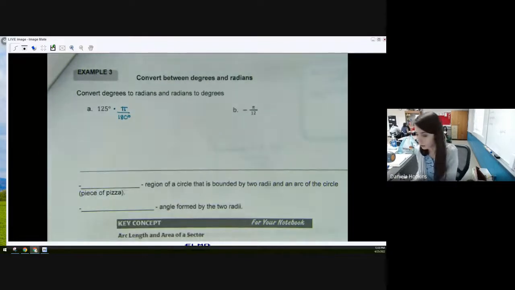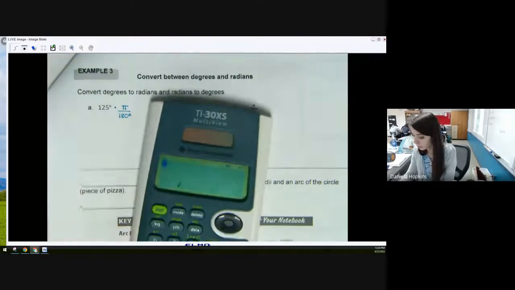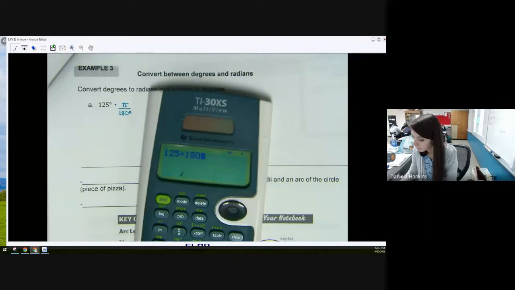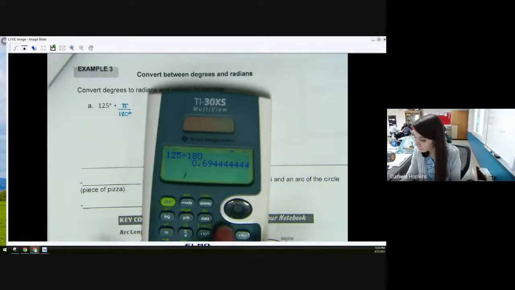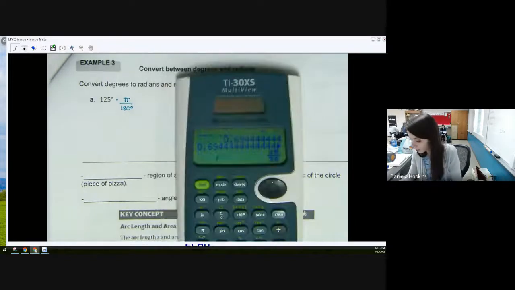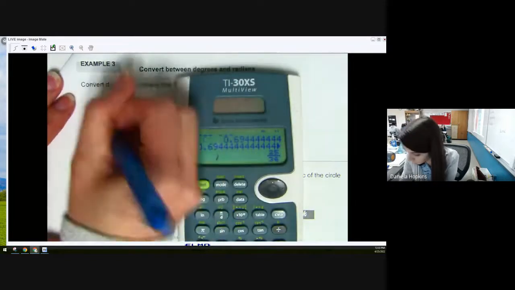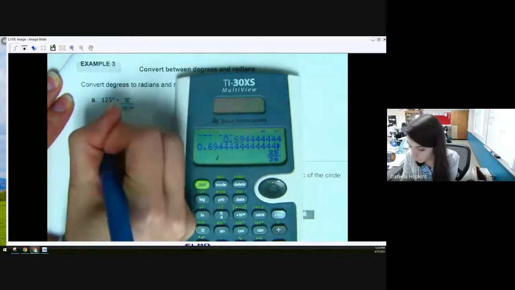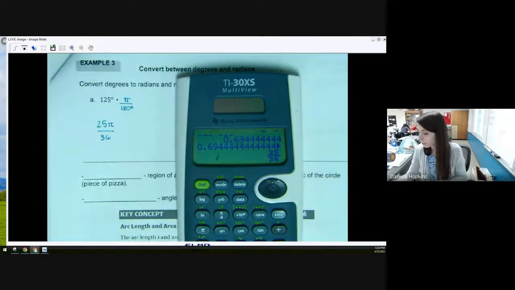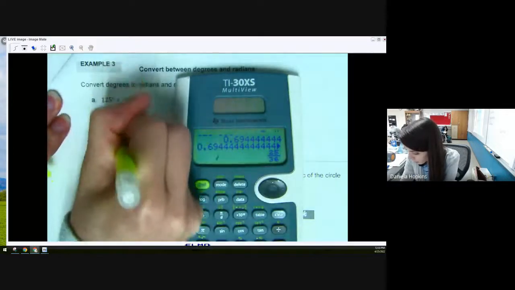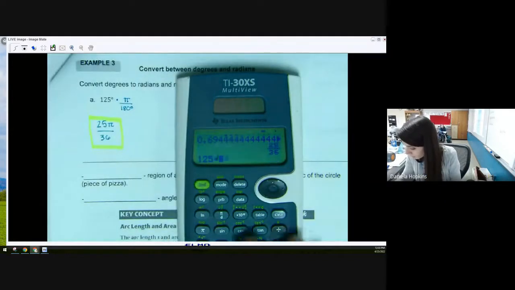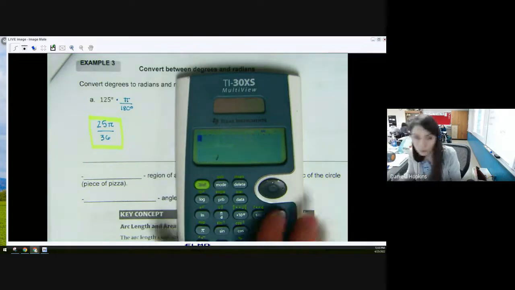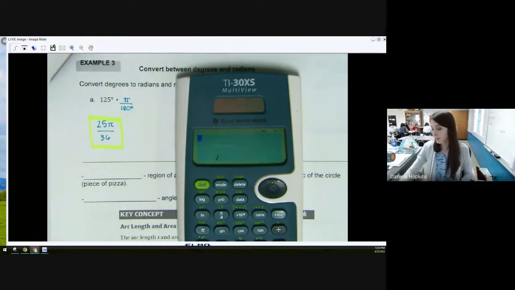But in these ones, really, all you're going to do in your calculator is you're going to type 125 divided by 180. Hit enter, you get this nasty decimal. You will convert it into a fraction, however your calculator does that, or do it by hand. So you end up with 25 pi, just throw the pi back on there, over 36. If you have a cool calculator, it will do it for you. I think this one might even do it for me. Let's see, 125 times pi over 180. This might do it. No, it doesn't even. So you want to leave it as a fraction and just have the pi there because that's my indication that this is in radians.